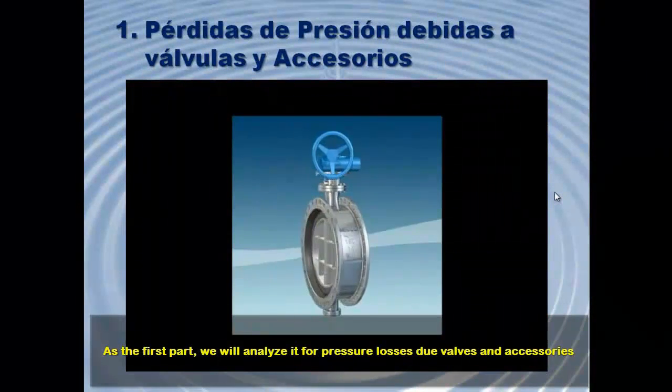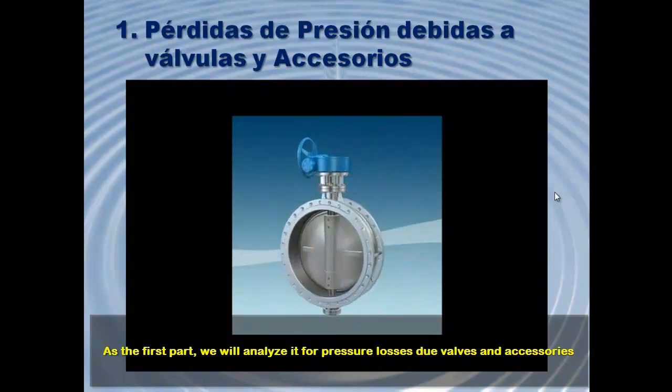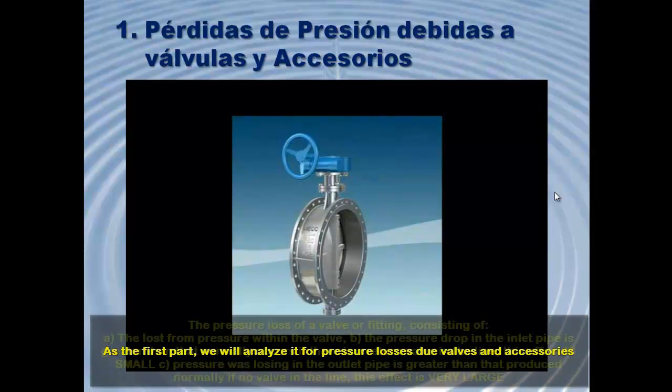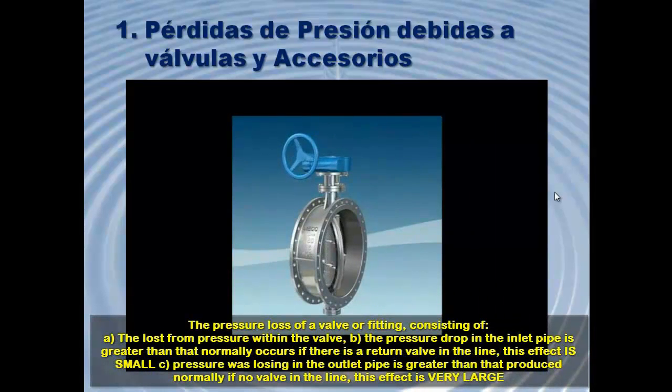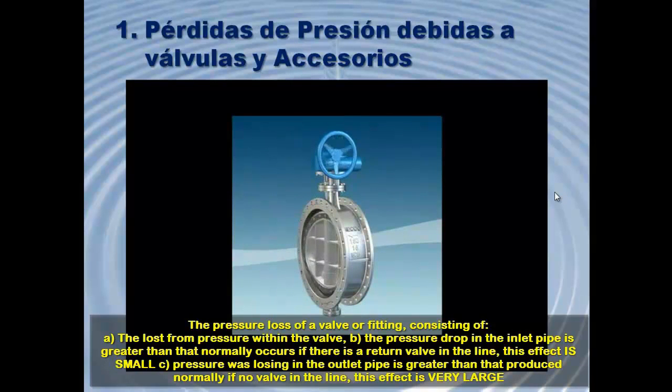As the first part, we will analyze pressure losses due to valves and accessories. The pressure loss of a valve or fitting consists of: A. The pressure loss within the valve. B. The pressure drop in the inlet pipe is greater than that which normally occurs if there is no valve in the line. This effect is small.